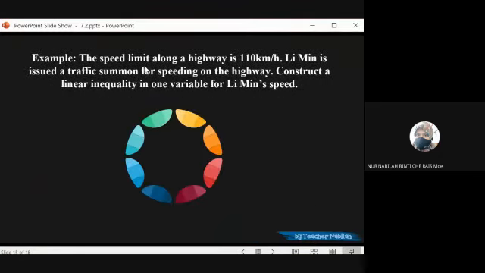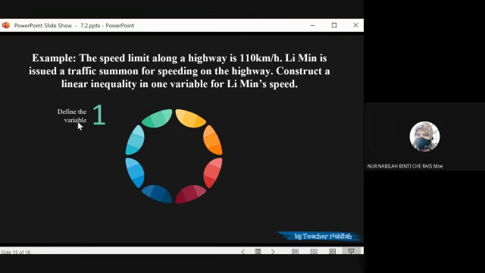The speed limit along a highway is 110 kilometer per hour. Exceeding the limit, you will be issued a traffic summons for speeding on the highway. Construct a linear inequality in one variable for limit speed. Okay, so for this one, the speed limit on the highway is 110 kilometer per hour. That means if you drive more than this limit, then you will get summoned. Okay, so how to solve this one?